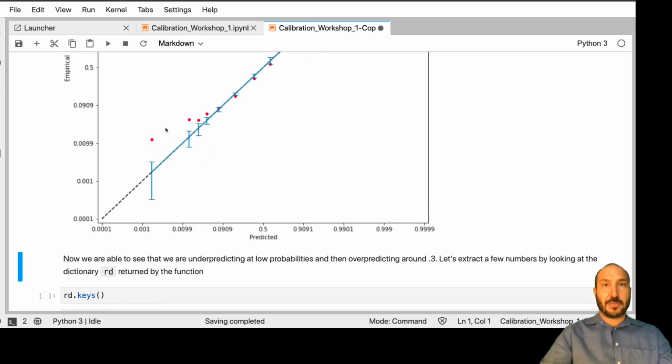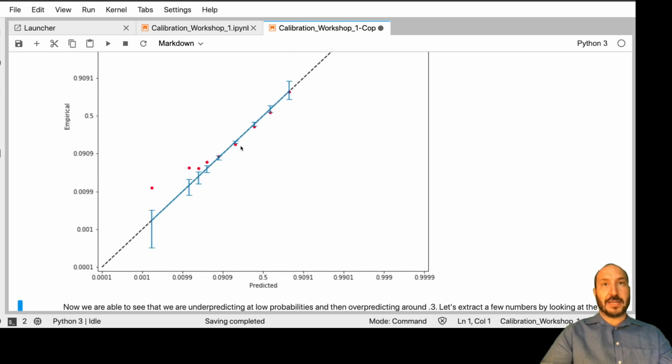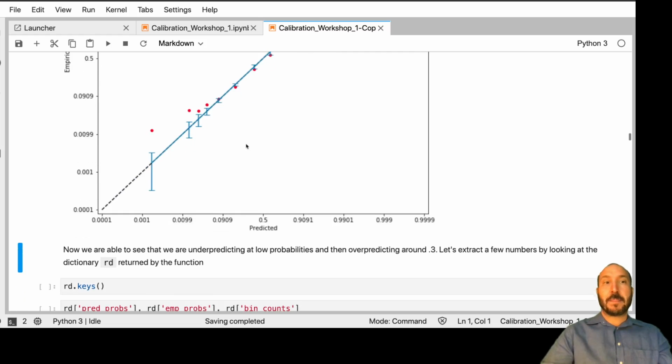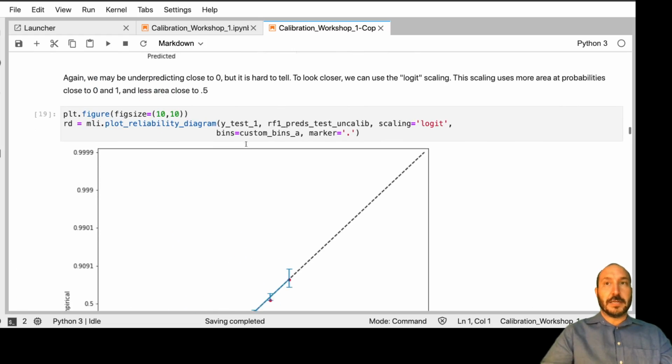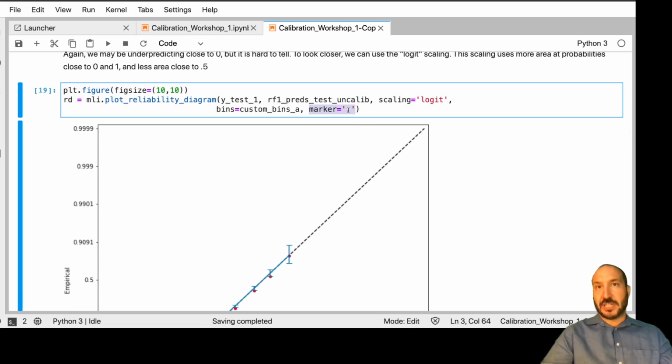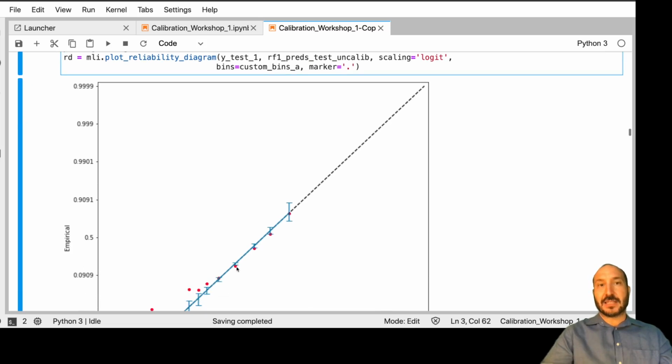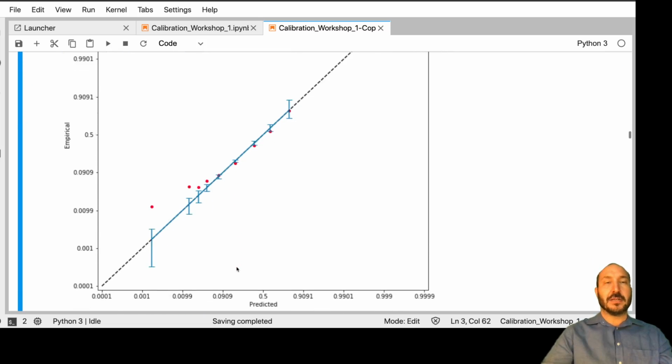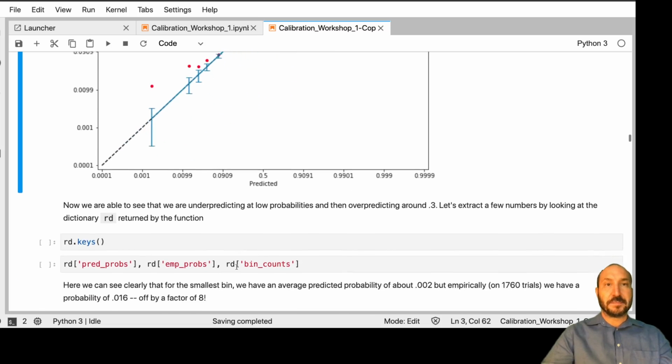So at the very low probabilities, we're under predicting. And then when we get to these probabilities over here, we're over predicting. One other point, I changed this marker to dot. That's just a way to make the dots a little smaller so that they don't take up so much area.